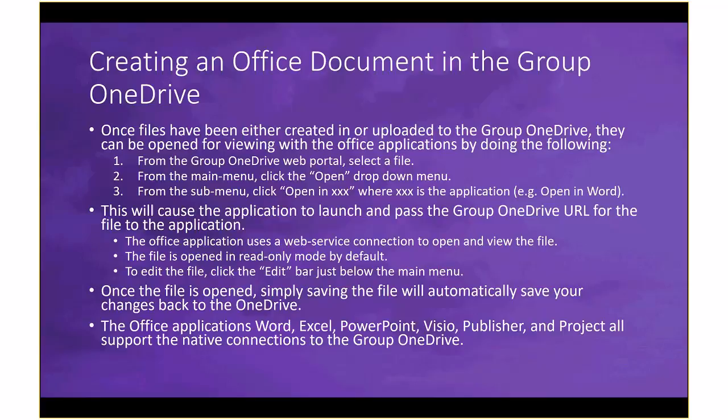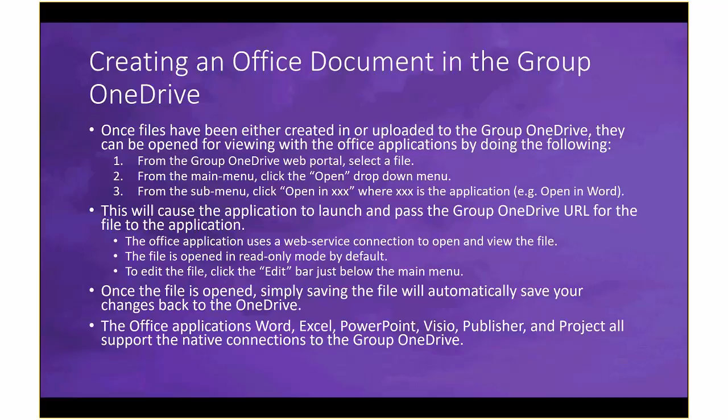Again, it is open for viewing by default, but there's a button right at the top that allows you to go into edit mode, and then you can edit it. Once the file's open, simply saving the file will automatically save the changes back to the OneDrive. So let's say you have a 47-page Word document and you change one word on page 6. Word figures out what you've changed and only posts the changes back to the OneDrive. This makes saving files really fast, even if the files happen to be big.